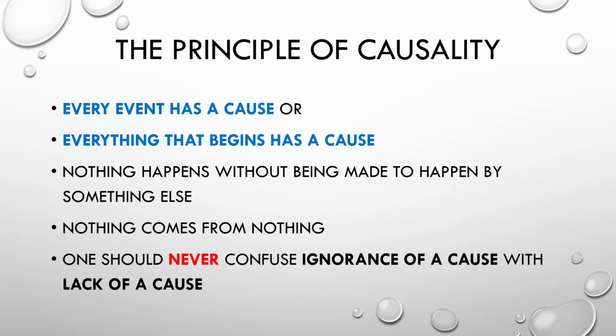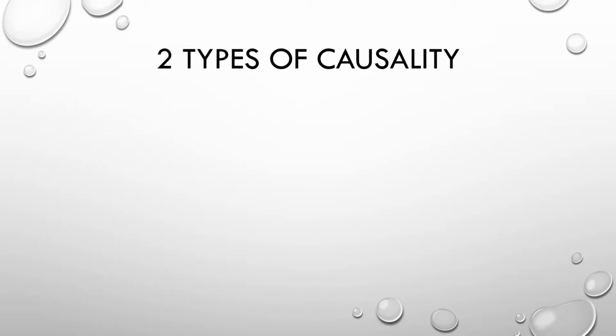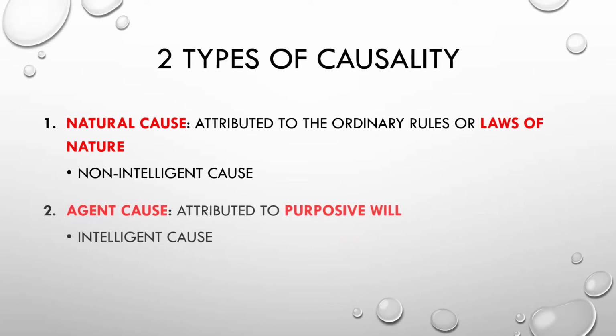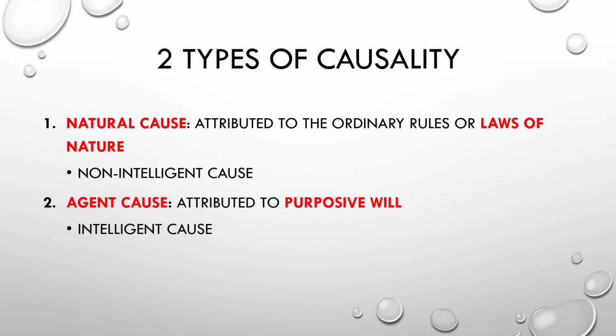Now, like so many things we've studied, we can divide causality into two types. We can speak of natural causes, where causality is attributed to the ordinary patterns or laws of nature, in other words, non-intelligent causes, and agent causes, where causality is attributed to a purposive will, goal-directedness, something we might call an intelligent cause. I think this example should make it obvious.